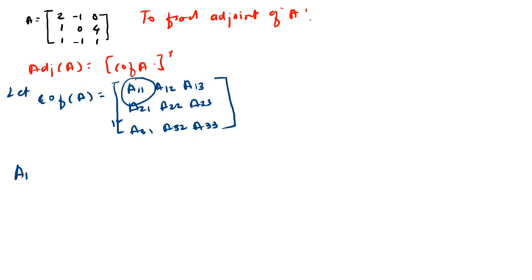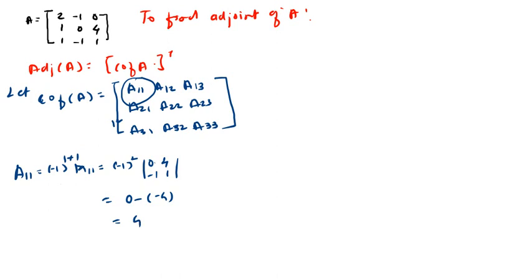This A11 will be minus 1 raised to 1 plus 1 into M11. M11 is the minor of the element A11. So this will be minus 1 raised to 2 into the determinant of 0, 4, minus 1 and 1. Minus 1 squared will be 1, and this will be 0 minus 4, which is equal to minus 4.